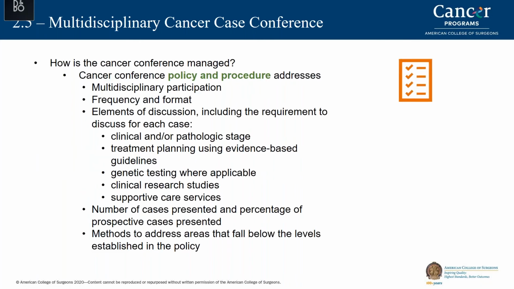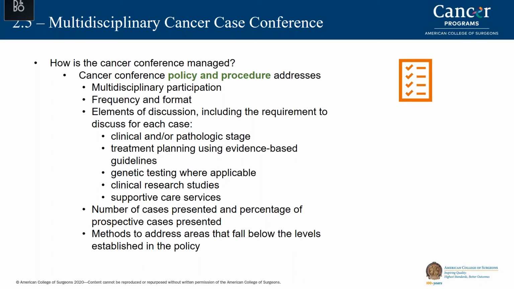Next. Well, how do we manage an effective cancer conference? There should be policy and procedures, which the entire Cancer Committee must review on an annual basis. These are bulleted here on this slide. There should be multidisciplinary participation. There should be a frequency and a format established for every conference that's held at the institution. There should be various elements of discussion that are mandatory for any effective conference.